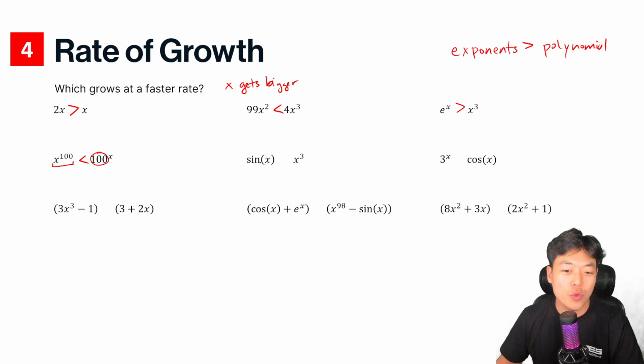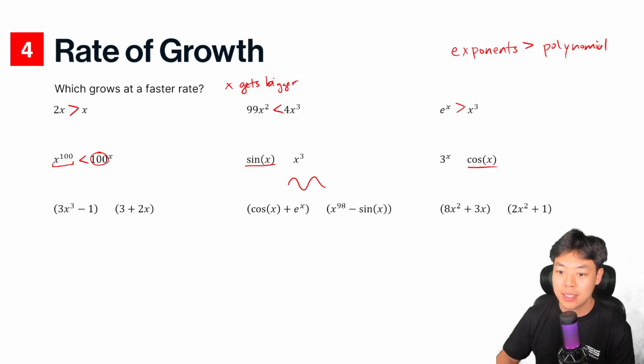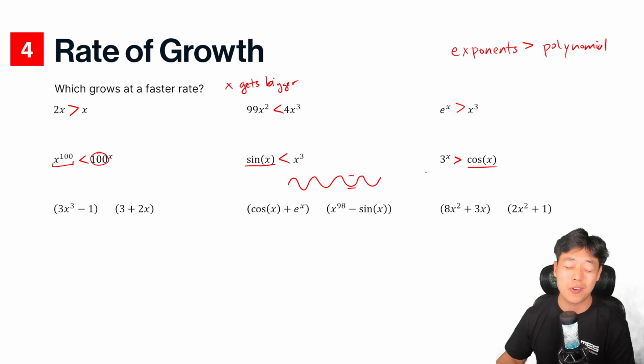Let's think about trig functions, sine of x and cosine of x. What is the highest possible value for sine and cosine? When you plug it into a calculator, when you look at the graph, it kind of looks like this. We call it a periodic function, and it oscillates between 1 and -1. So the highest it can go is 1. Therefore, x cubed grows faster as x gets bigger. Same idea here. 3 to the x will grow way, way faster than cosine of x.